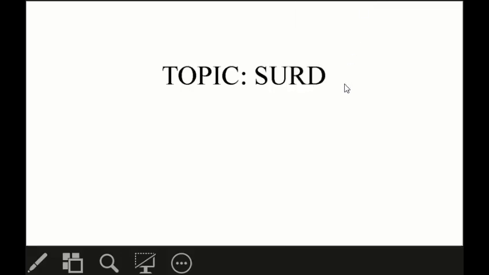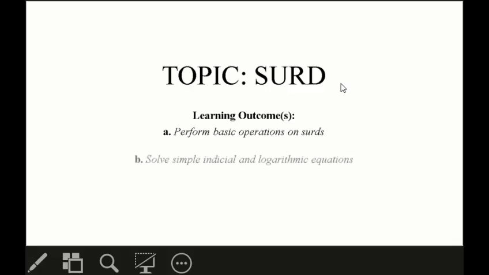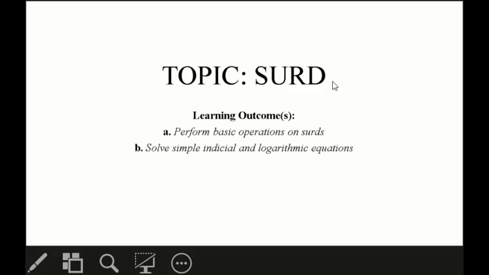And as said, at the end of this topic, this is what we expect to be able to exhibit. That is our learning outcome at the end of the topic. A is to perform basic operations on sets, and B is to be able to solve simple indicial and logarithmic equations.